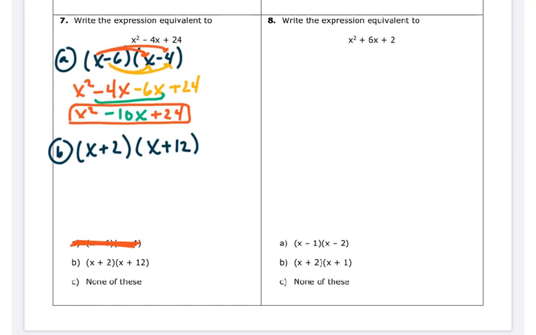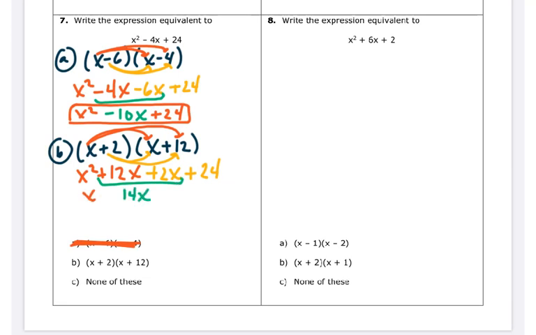Double distribute. X times x is x squared. X times 12 is 12x. 2 times x is 2x. 2 times 12 is 24. Combine like terms. Okay, letter B also does not make the original question. So the answer is not B.